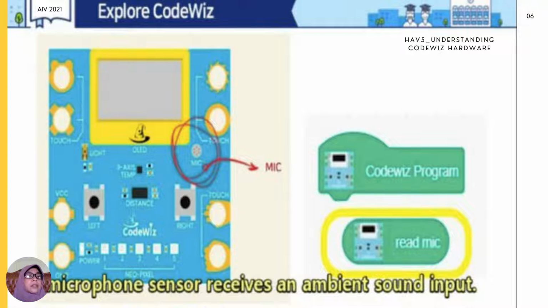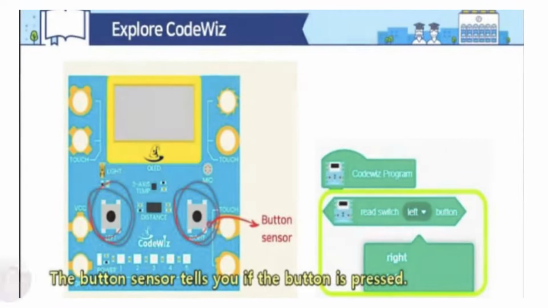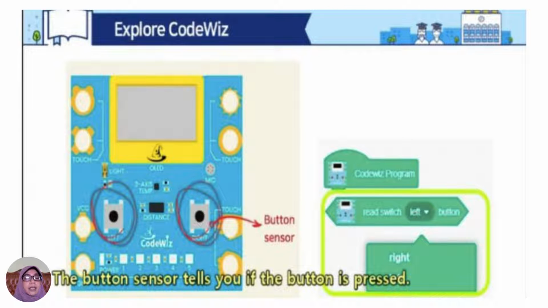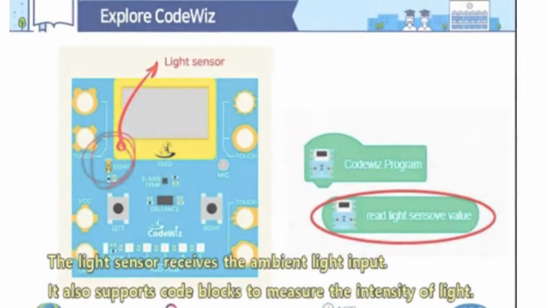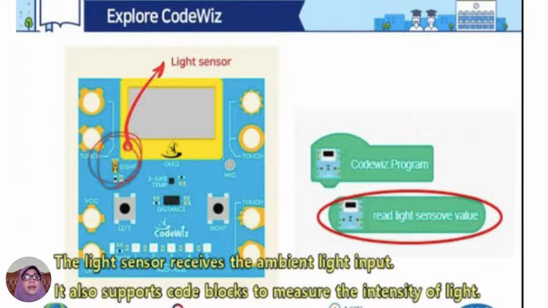Now let's look at the sensors one by one. There is a microphone sensor that receives ambient sound input, and the button sensor tells you if the button is pressed, and the light sensor receives the ambient light input. It also supports code blocks to measure the intensity of light.